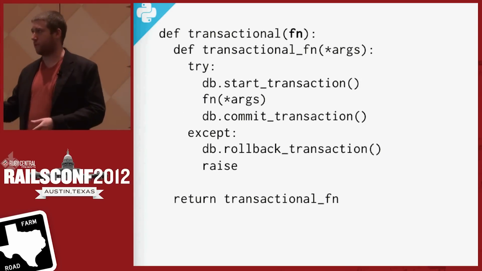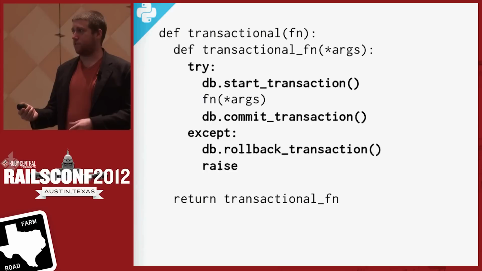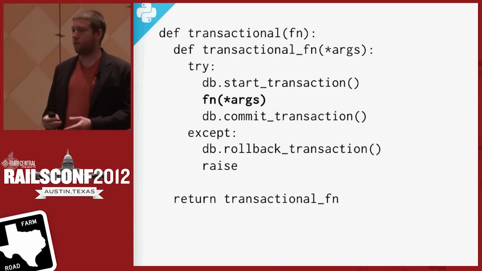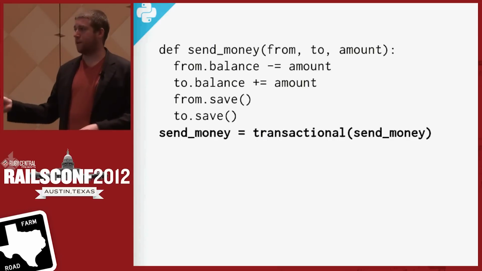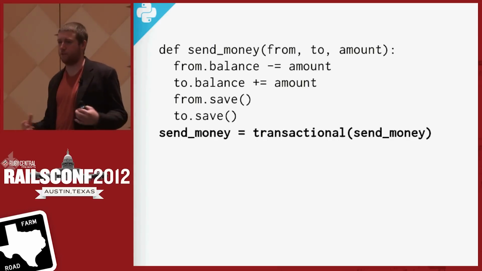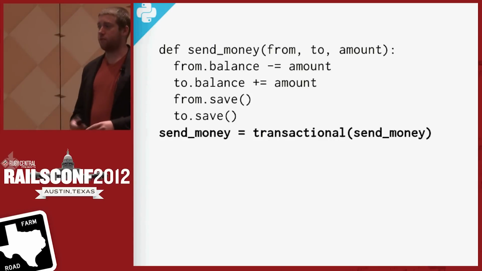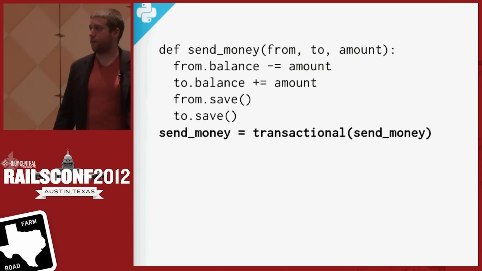It takes in a function, sendMoney in our case. It defines a new function. That function has all of the transactional boilerplate that we saw before. Inside of it, it calls the old function, the original sendMoney, and then it returns this new function. So we pass sendMoney into Transactional, and we get out a new version of sendMoney that exhibits the transaction. And so function decorators are a little bit of syntax for doing this elegantly, and it looks like this.